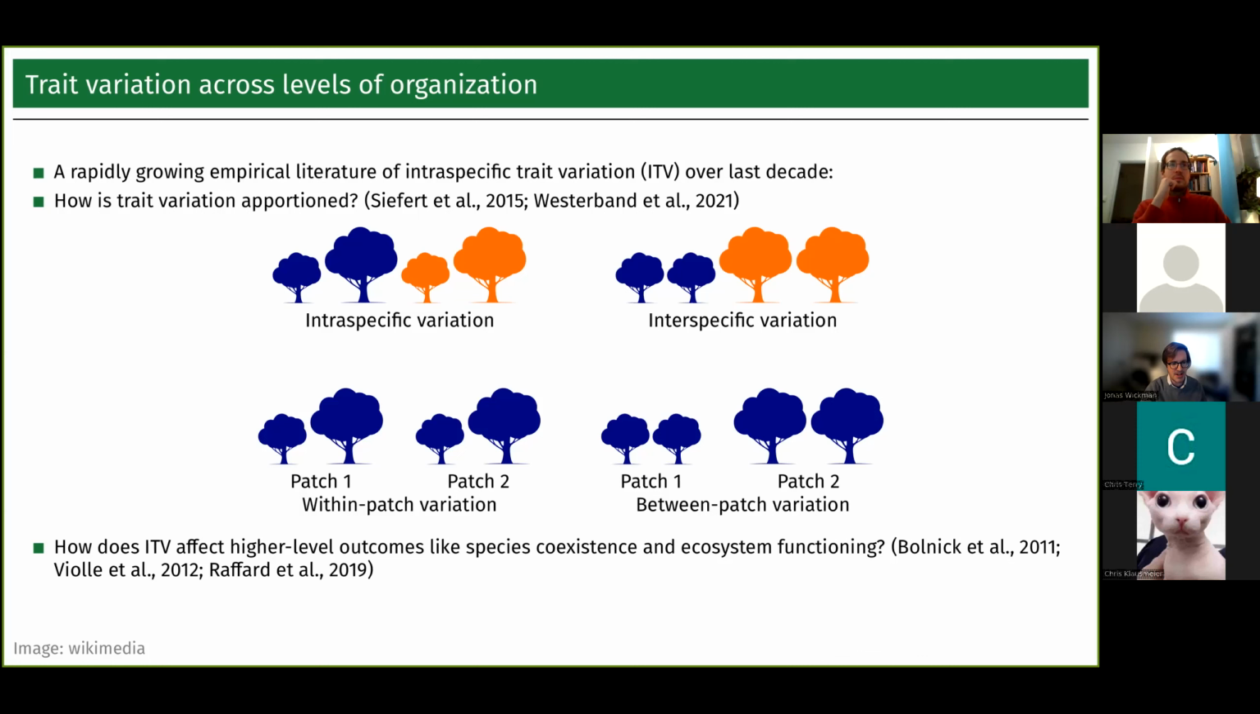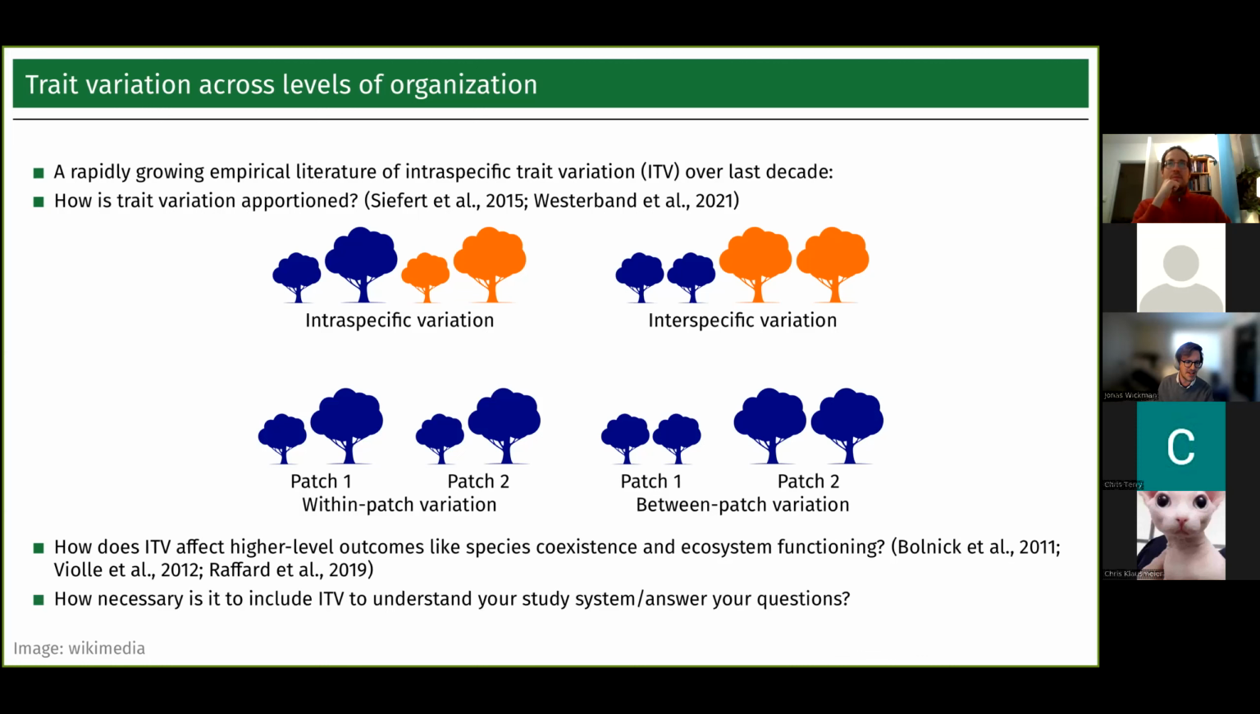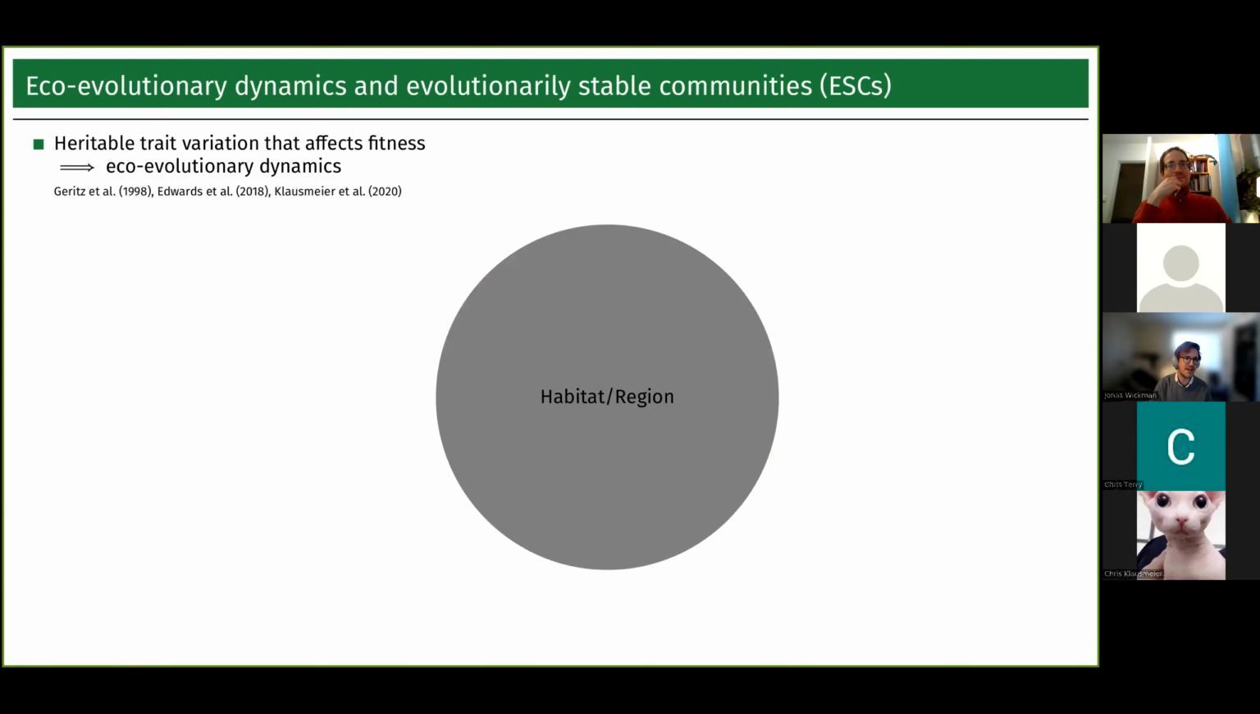But I think to a certain extent, a more practical question for these researchers underlies all of this, and that is, how necessary is it to include ITV to understand your study system or to answer scientific questions about your study system? And my training and expertise is in eco-evolutionary dynamics. And when I see a distribution of heritable traits that potentially affect fitness, what I think is, oh, there's going to be some eco-evolutionary dynamics.